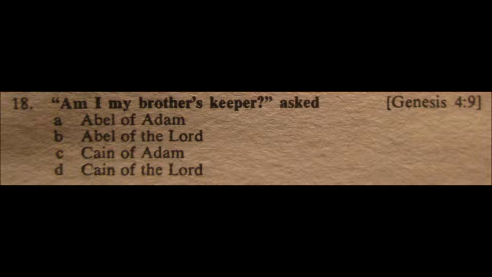18, "Am I my brother's keeper?" asked A, Abel of Adam, B, Abel of the Lord, C, Cain of Adam, or D, Cain of the Lord. And I believe that D is the correct answer. Cain stated that to the Lord.